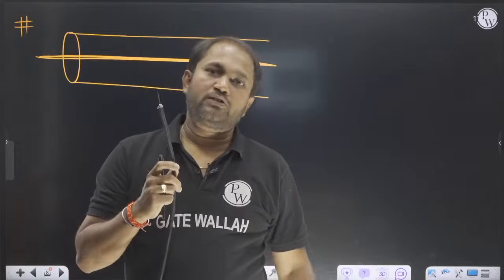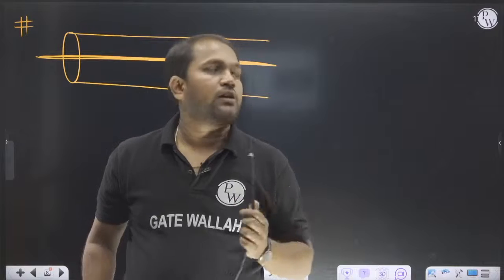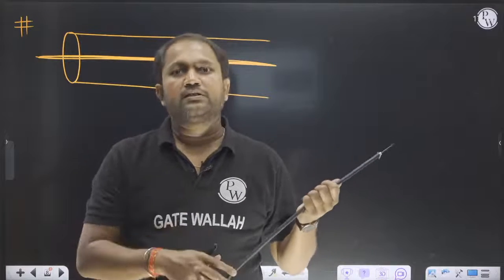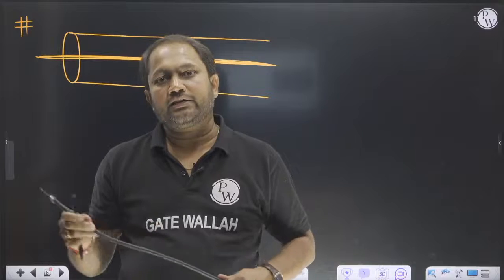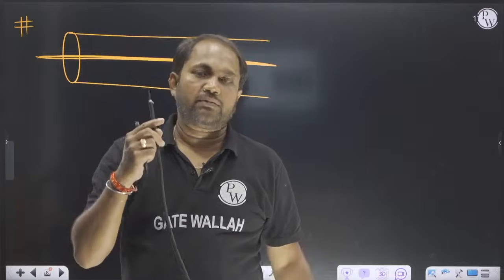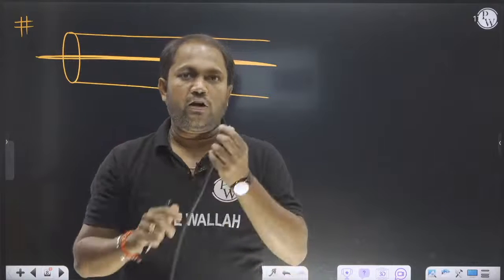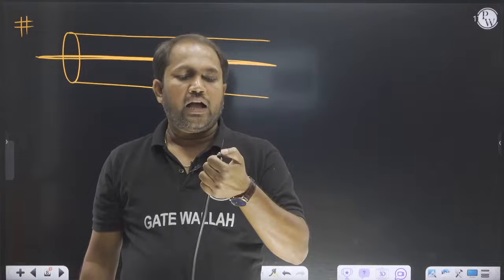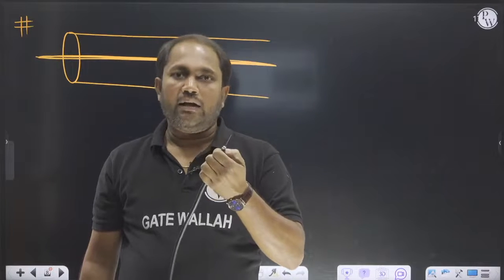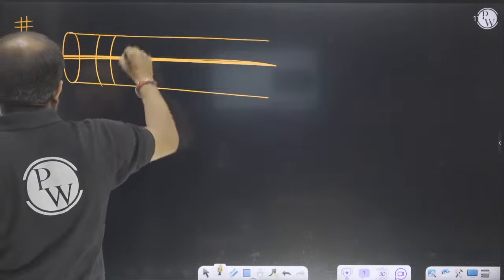This type of cable is used in your television, or in your network, or in your internet connection. If you are using a Hathway internet connection, this type of cable is used. So this is the cable used for our internet connection or our TV cable. This is our central conductor. After that there is a dielectric. After that there is a conductor.